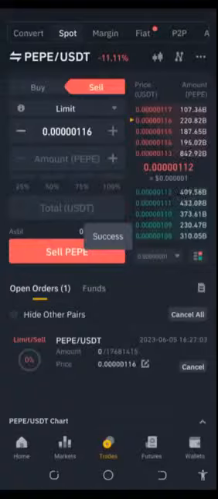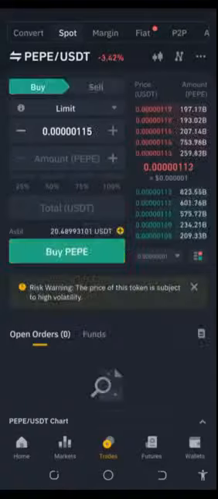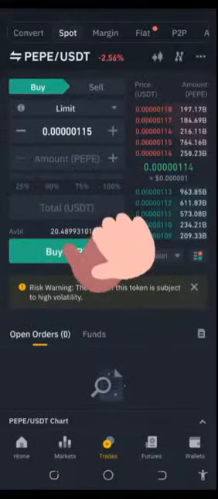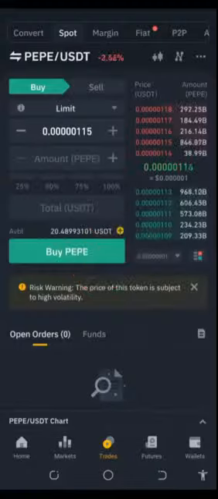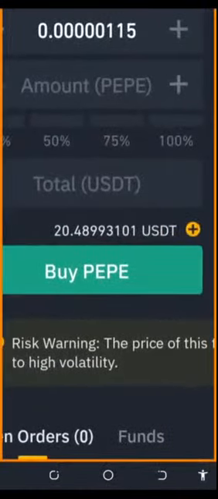Currently it's in the queue. I'll be back to give you the results shortly. All right, I'm back, and guess what? Pepe USDT has already sold. And see what we've got: 20.4899. This shows that we've got about 48 cents, like 49 cents, almost 50 cents profit.